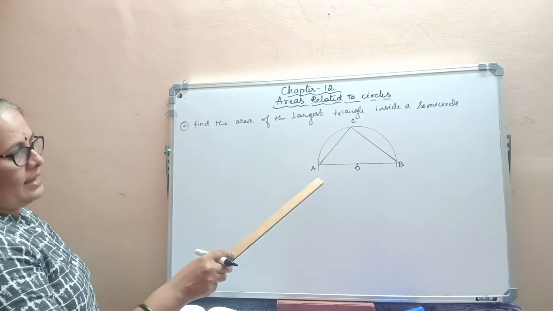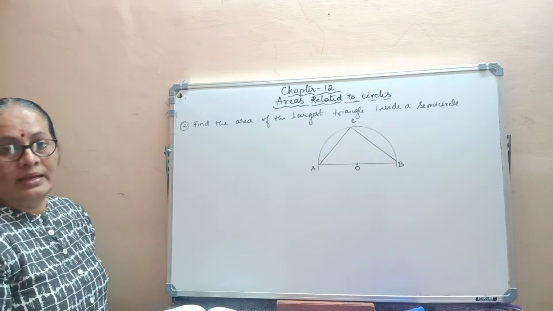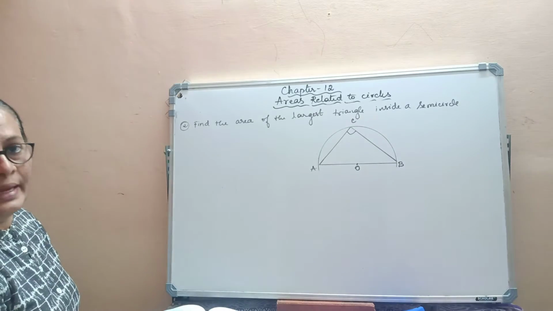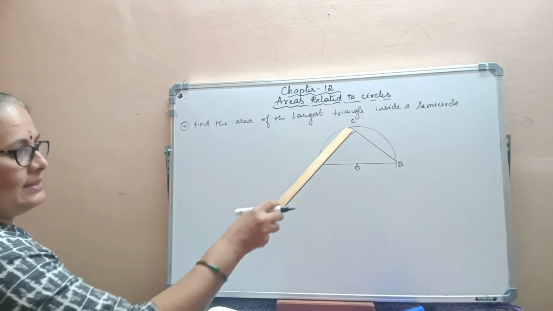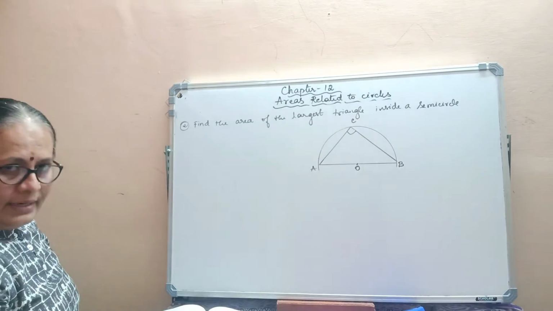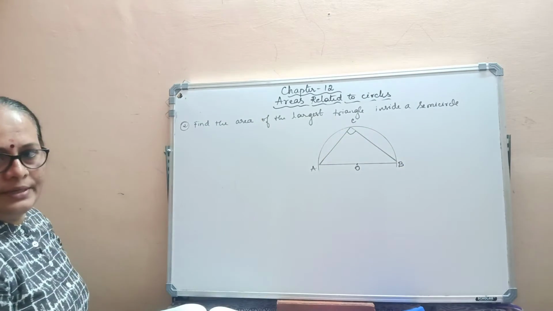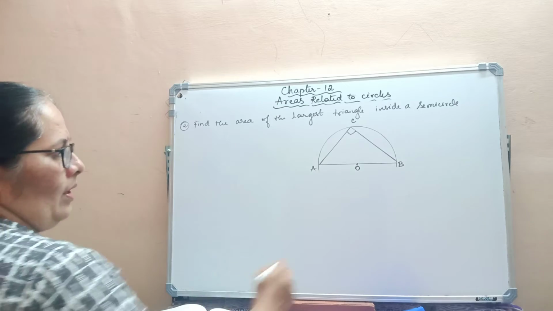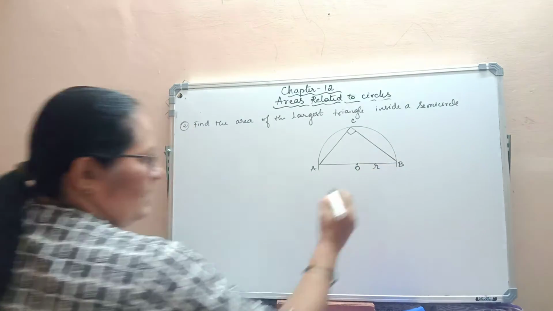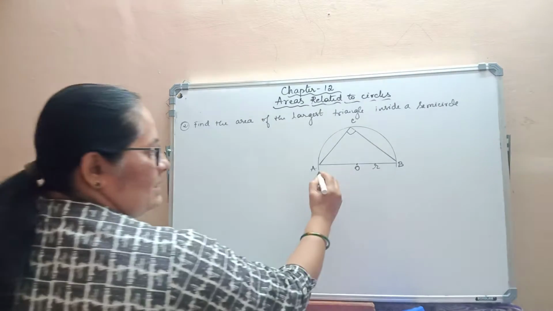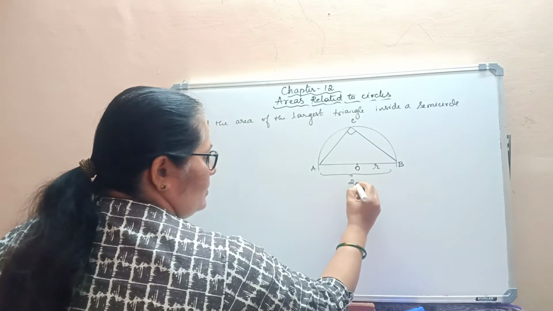You know that the angle in the semicircle is a right angle. So angle ACB equals 90 degrees. Okay. Now BO is the radius of the circle. Then what is AB? AB is twice the radius, 2r.